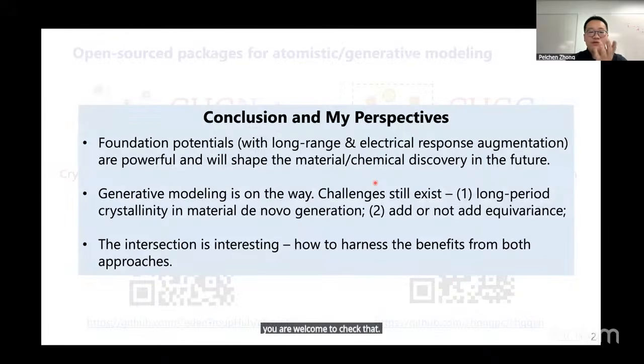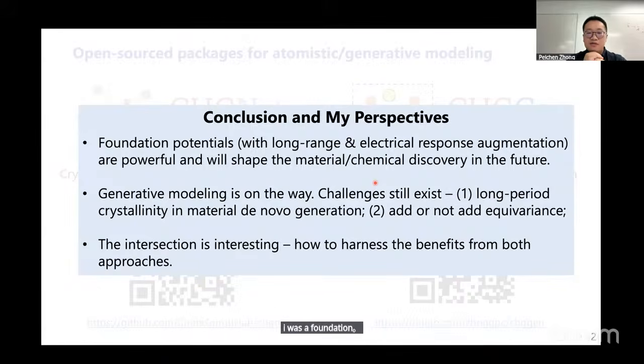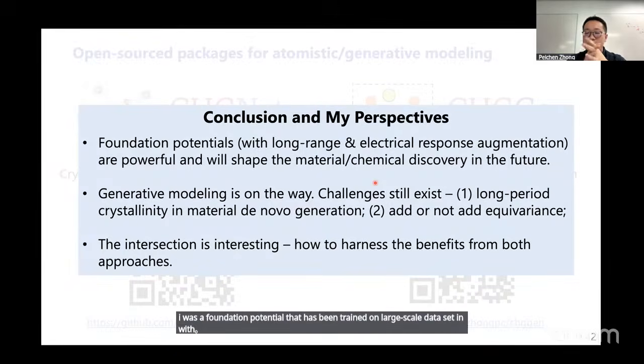And here is some of my conclusion and perspective on atomistic and generative modeling. The first thing is that the foundation potentials that have been trained on large-scale datasets, including long-range and electrical response property augmentation, are very powerful.